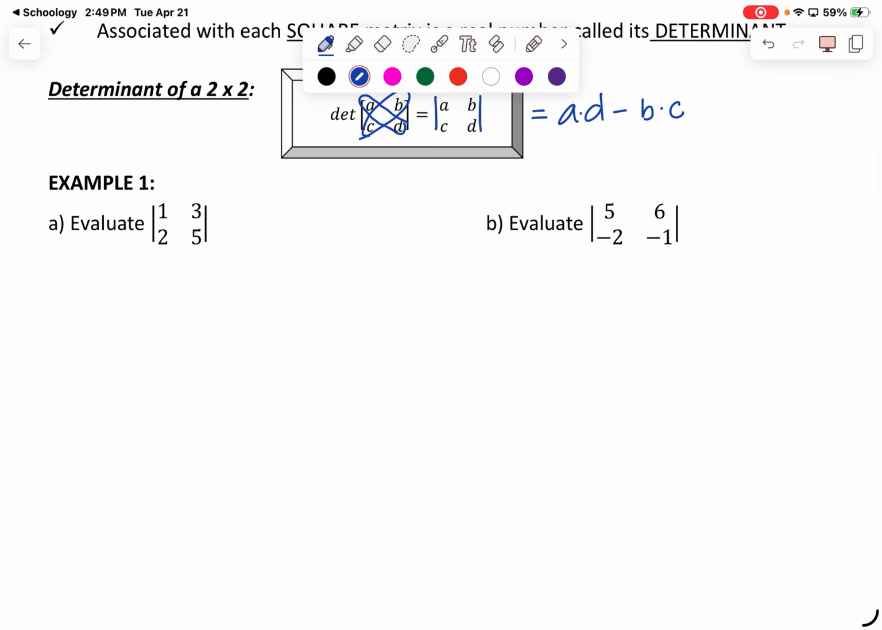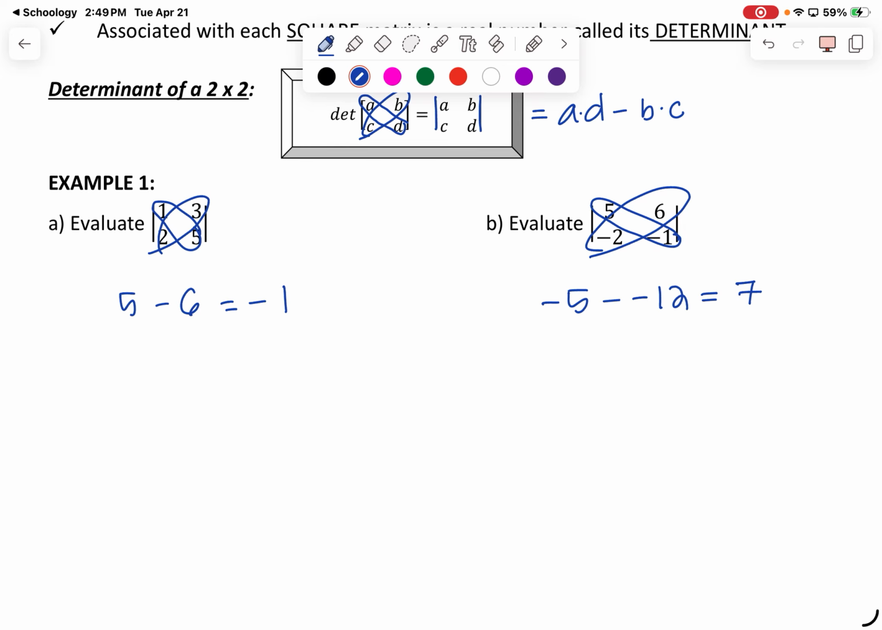So let's do some nice easy ones here. To get this, we're gonna multiply 1 times 5, which is 5, and subtract 2 times 3, which is 6. So the determinant is -1. Here this says evaluate the determinant. 5 times -1 is -5, minus -2 times 6 is a -12. That is 7. So the determinant there is 7.